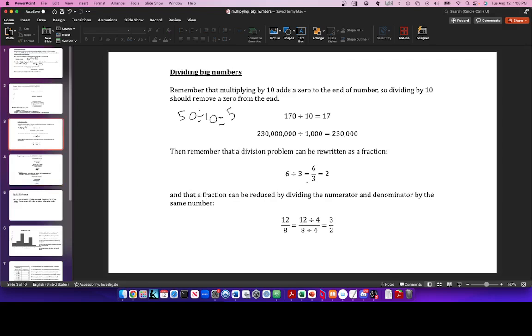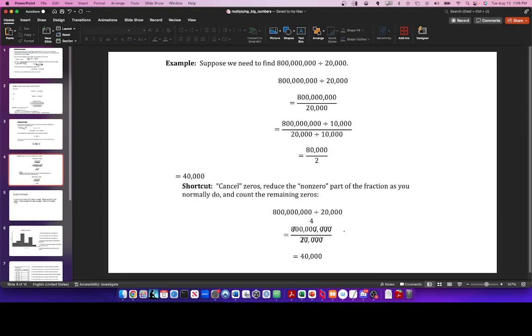They're recommending rewriting as a fraction. If we had to do something like 6 divided by 3, we could rewrite it as a fraction of 6 over 3 equals 2. And we can also simplify fractions by dividing the numerator and denominator by the same thing. So 12 over 8, divide the top and bottom by the same number, 4, we get 3/2, the simplified fraction.